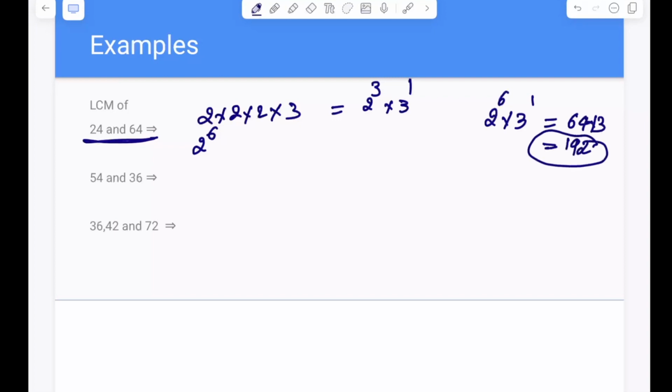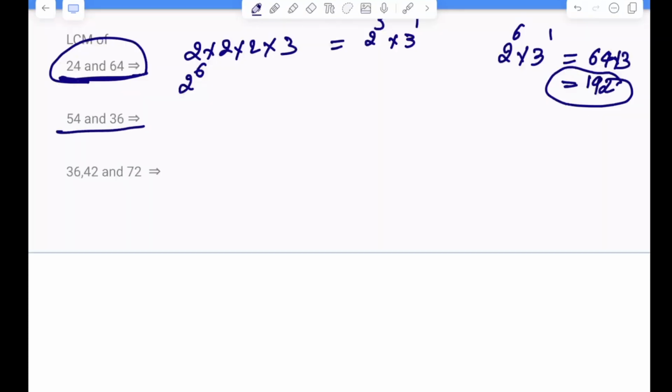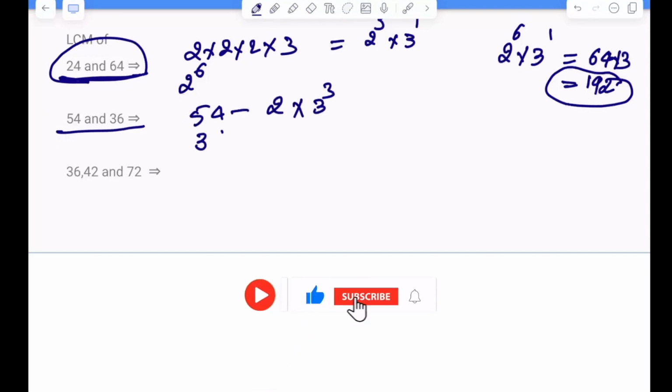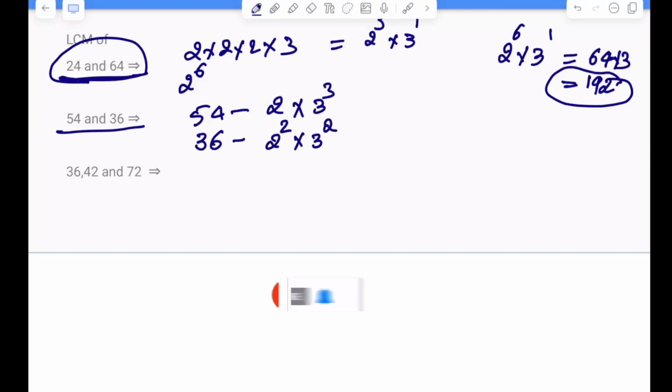192 will be the LCM for 24 and 64. Now let us find the LCM for 54 and 36. 54 can be written as 2 into 3 cube. 36 can be written as 2 square into 3 square.